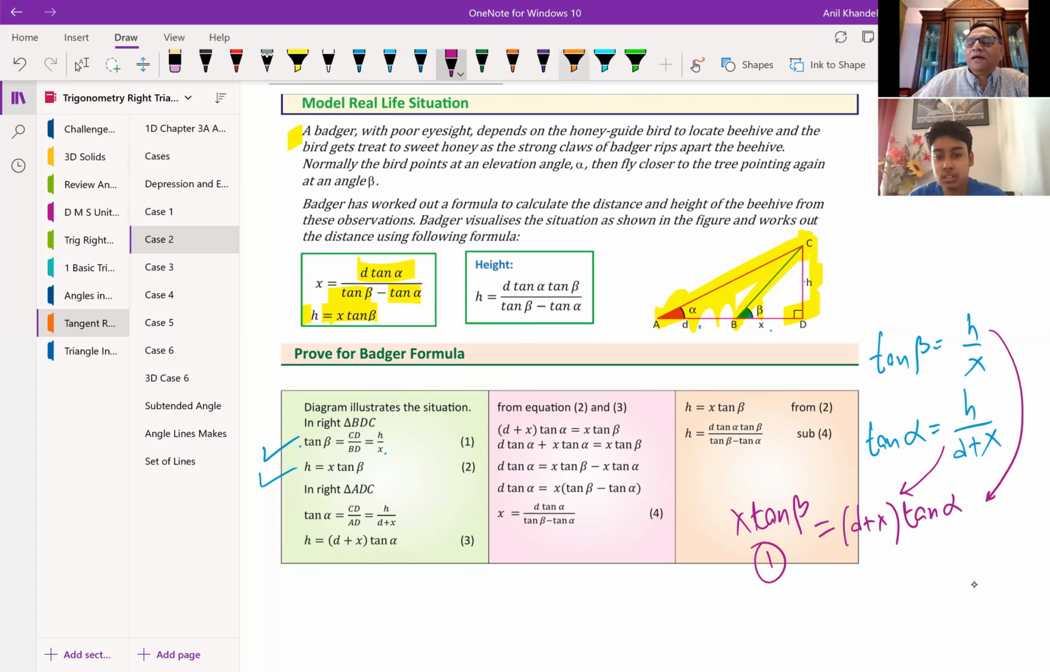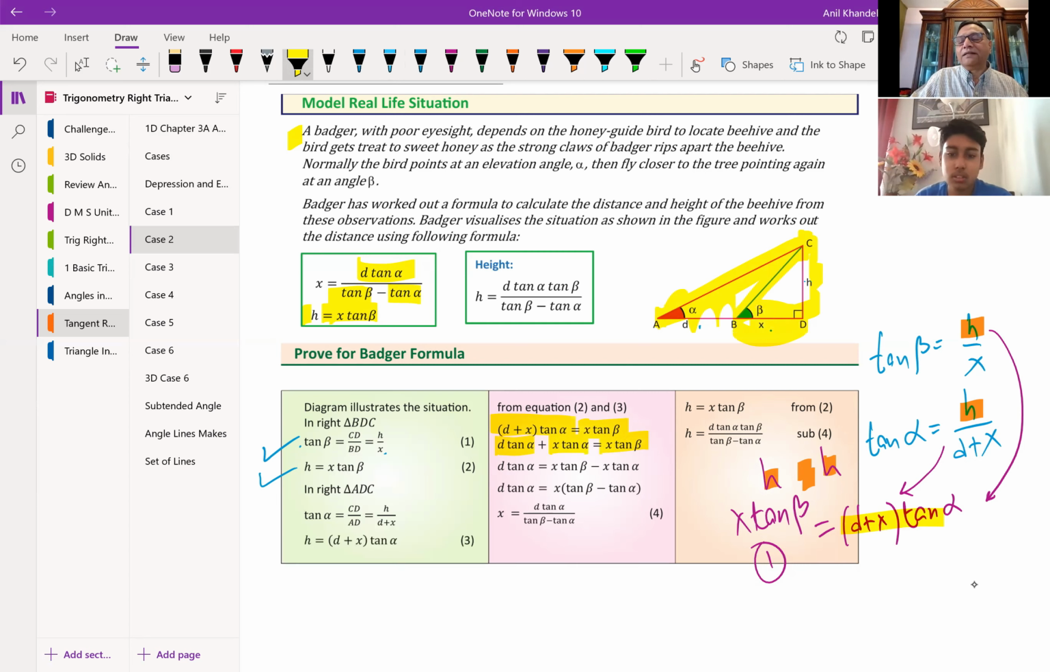I isolated the value of h from both sides and equated them because h equals h, right? Correct? Yes, sir. So we get this particular equation, which is x tan beta equals d plus x times tan alpha. Do you get the idea? Yes, sir. Now it is a question of applying the distributive property, correct? So you multiply tan alpha with d and x, so you get d tan alpha plus x tan alpha equals x tan beta. We need to find what x is, this distance.